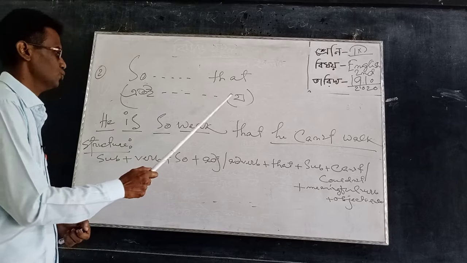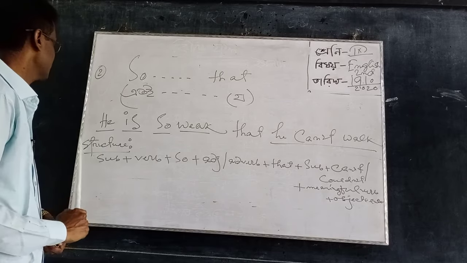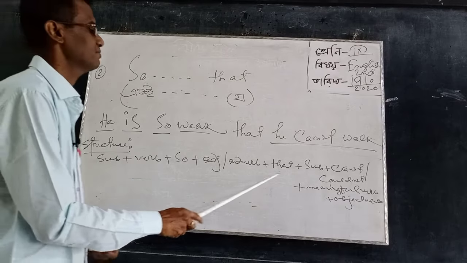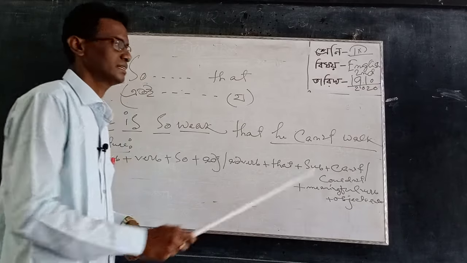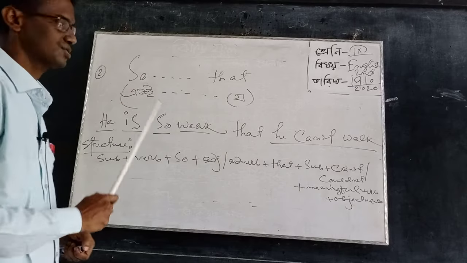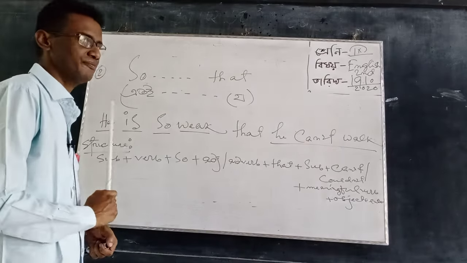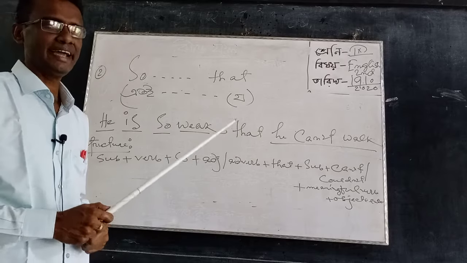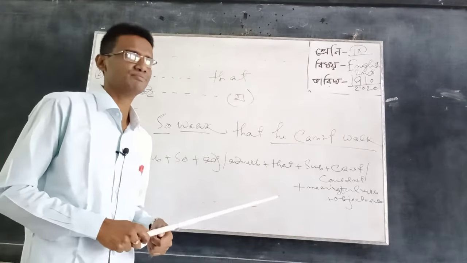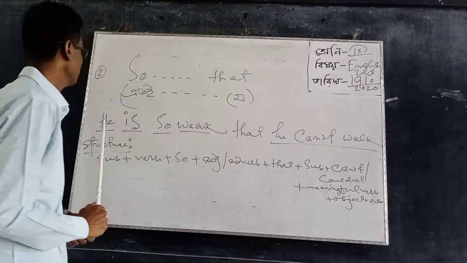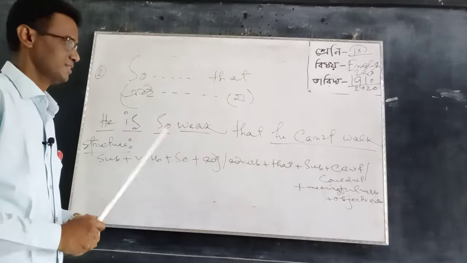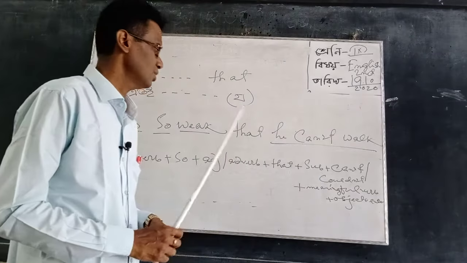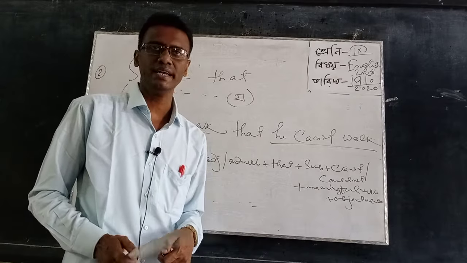The Bangla meaning is "এতই যে". Structure: subject plus verb plus so plus adjective or adverb plus that plus subject plus can't or couldn't. If the first clause is in the present tense, the next clause will be can't, the short contraction of cannot. And if the clause from the very beginning of the sentence is in the past tense, the completing clause will be couldn't. Okay, couldn't.